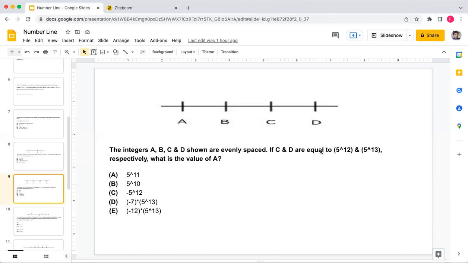Now see closely what is asked in the question. The integers A, B, and C are evenly spaced. If C and D are equal to, if this is 5 power 12 and this is 5 power 13, what is the value of A? So you just assume that this is 5 power 13, 5 power 12, this is 5 power 11, this is 5 power 10, right? Which is totally wrong. The reason is this is 5 power 13 and this is 5 power 12.